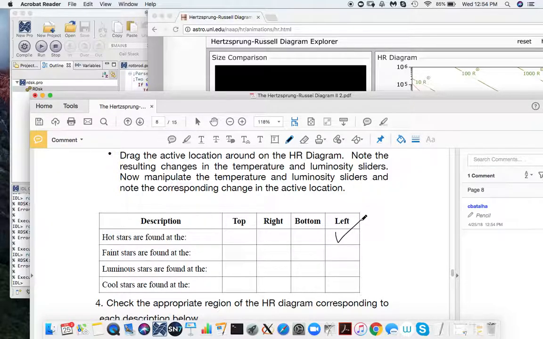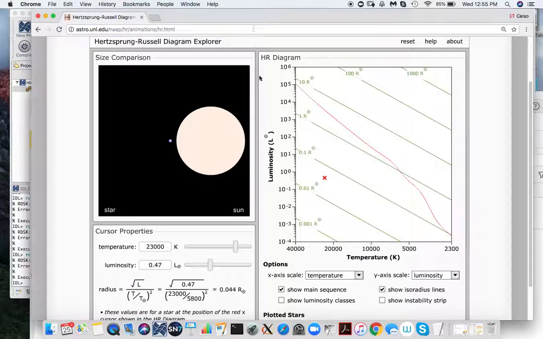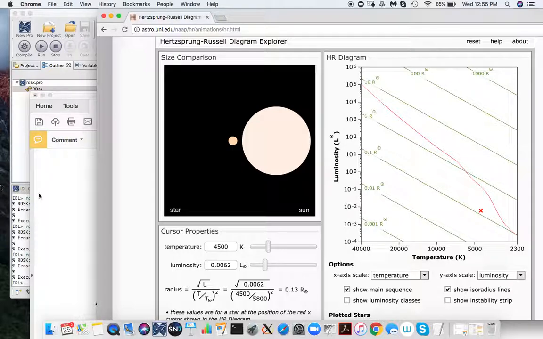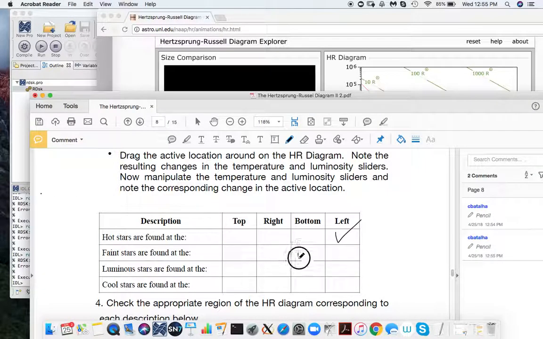How about faint stars? So you go in the HR diagram. Faint stars are those that are not luminous, right? So they are pretty much in the bottom. Could be bottom left or bottom right, but they are faint. They don't produce lots of energy, basically. So that should be the bottom part.